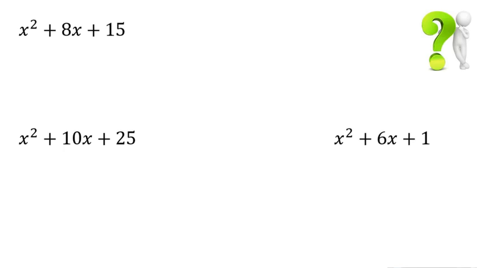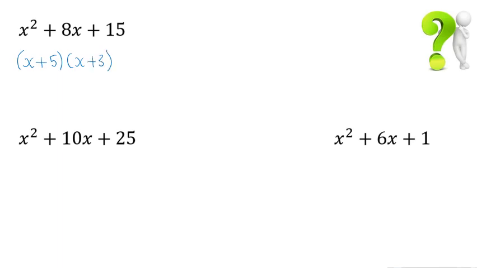If we look at the first one, I'm looking for two numbers that multiply to the end but add to the middle. So two numbers that multiply to 15 but add to 8. Those two numbers would be 5 and 3. So we put them in the brackets, x plus 5 and x plus 3.